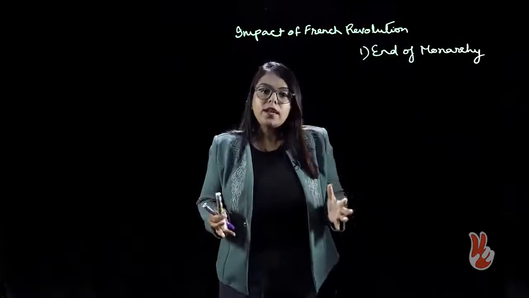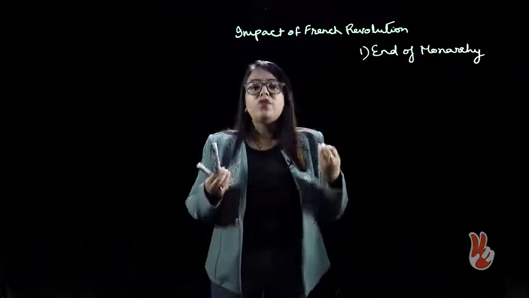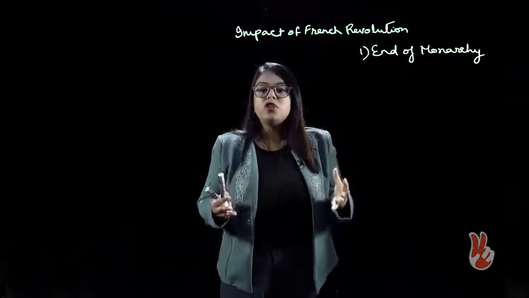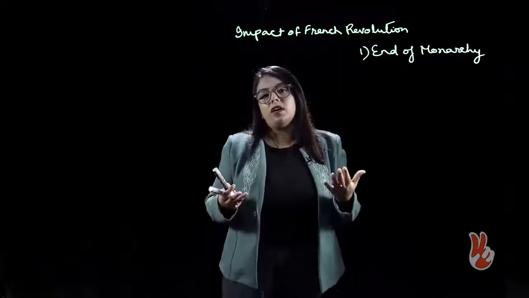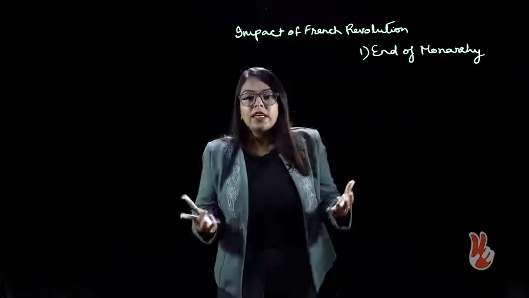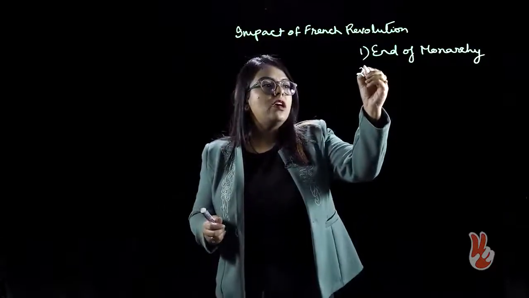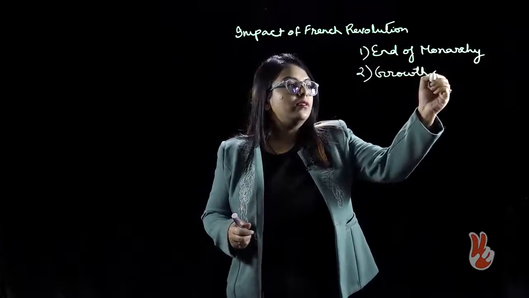This was a very important change because for the first time in the world, people decided that the monarch who was authoritarian, who did not care about the growth or development of the people, was no more accepted by the society. The government that came after the revolution was based on the sovereignty of the people. So what do we see? We see a constitutional government. Second effect was growth of constitutional government.